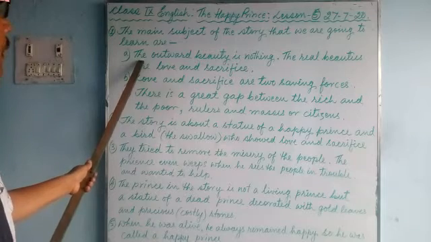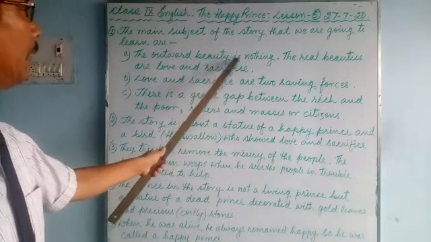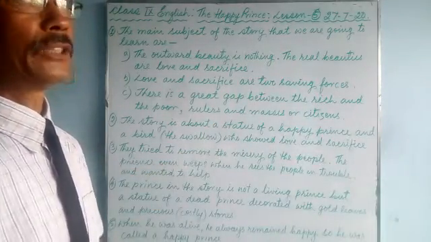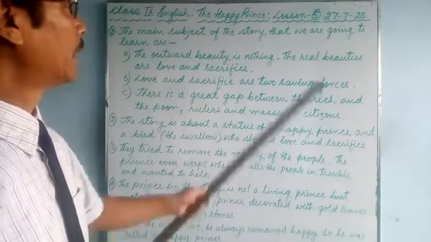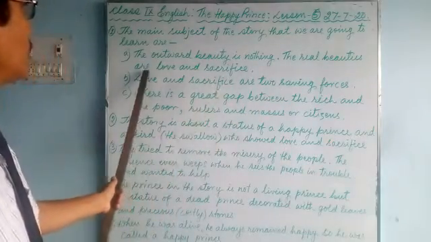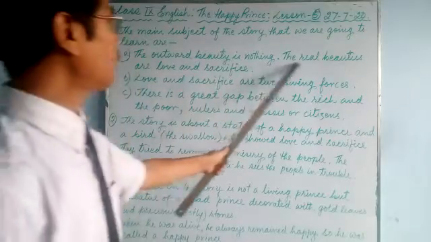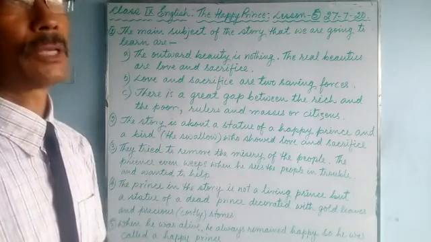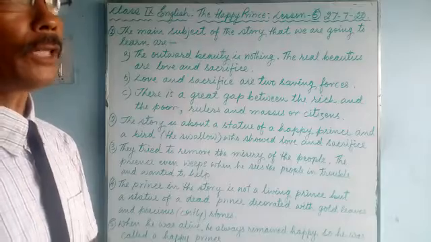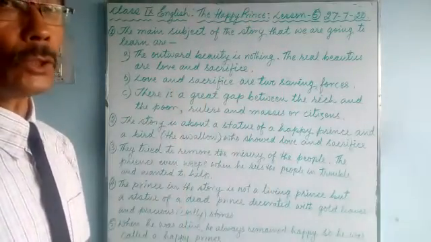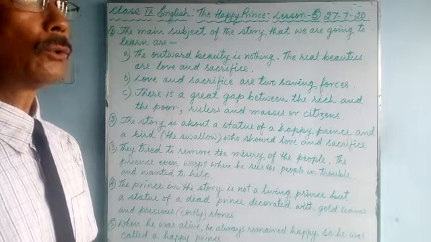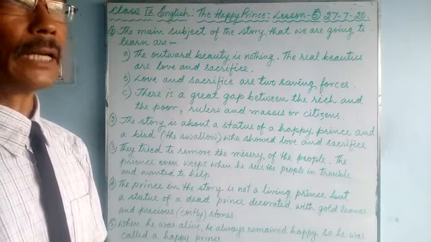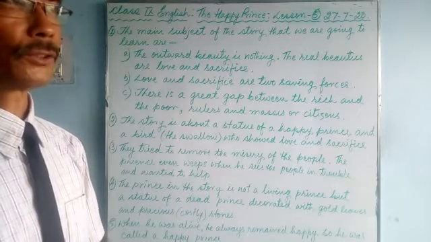Number A, the outward beauty is nothing. The outward beauty we see is actually nothing. The real beauty lies inside. That is, the real beauties are love and sacrifice. These are the real beauties a human being possesses, not the outward show that we see. That's not the real beauty.